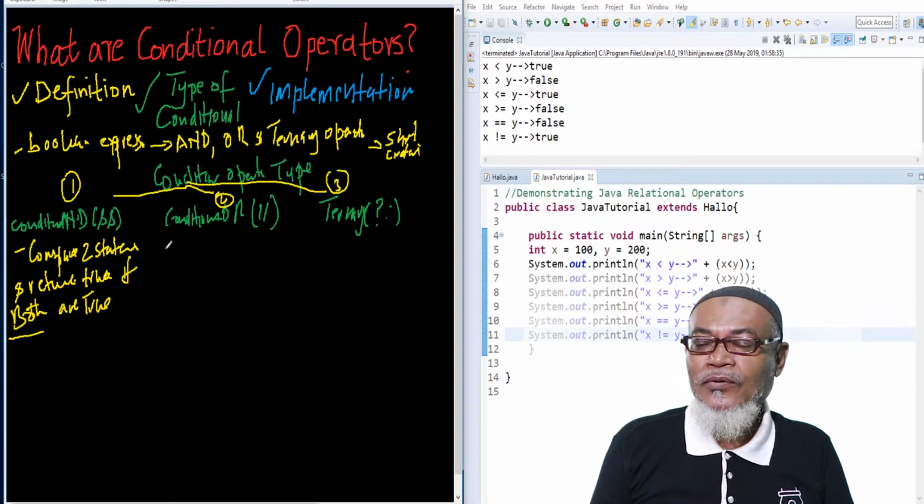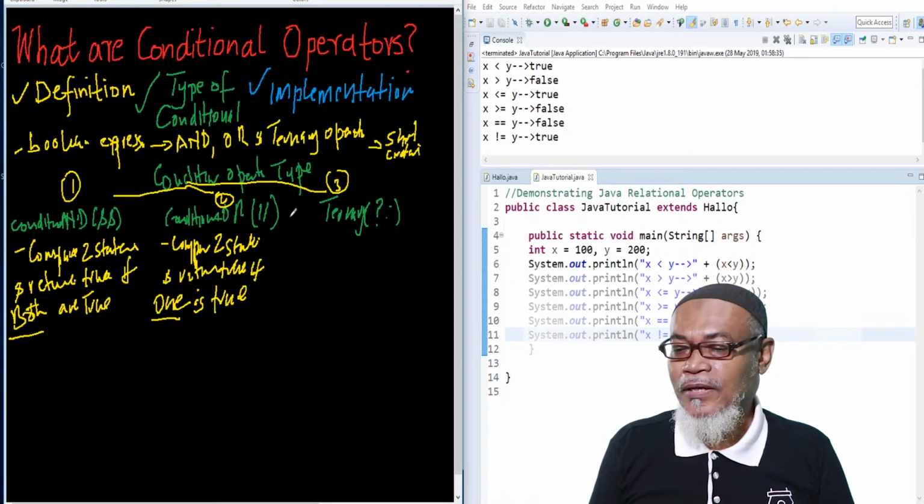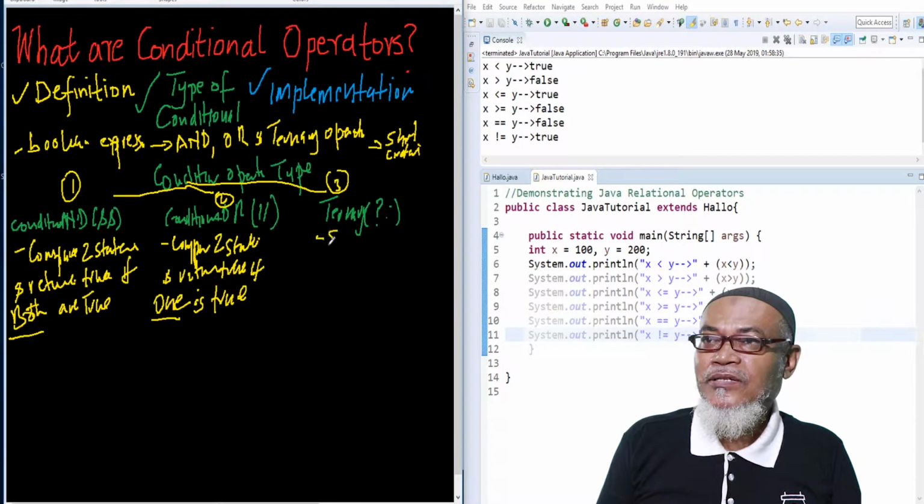When you're talking about a conditional or, it also compares two statements and returns true if one of the statements is true. The ternary operator is a shorthand of an if statement.